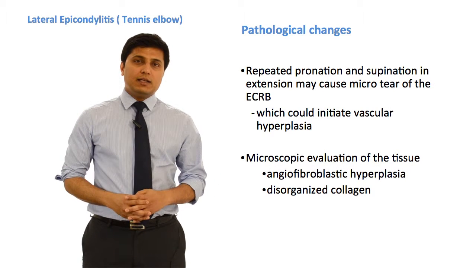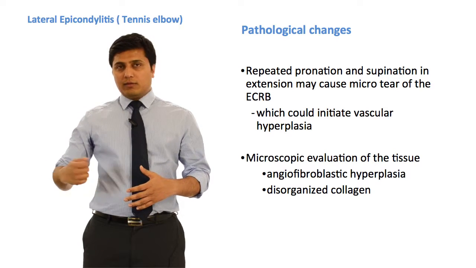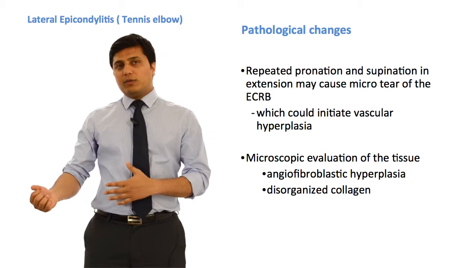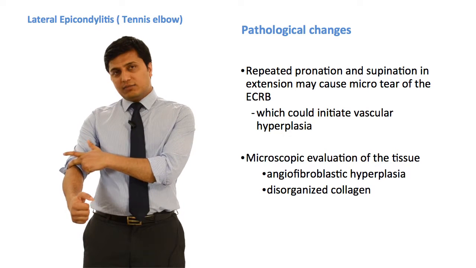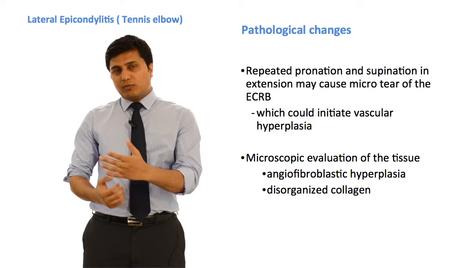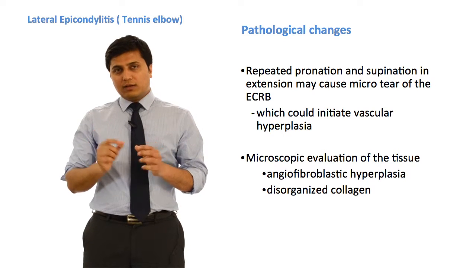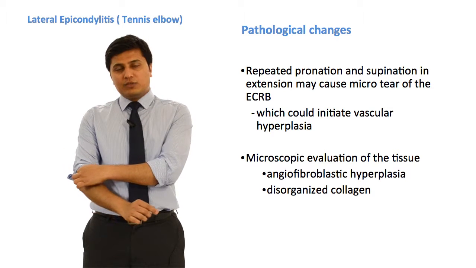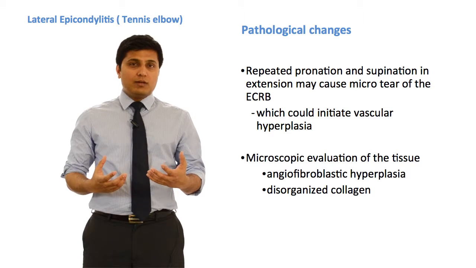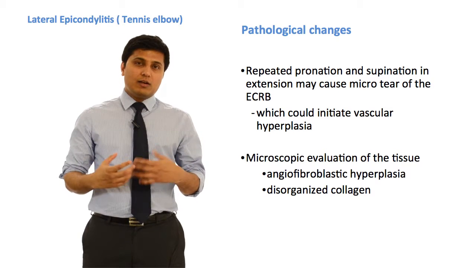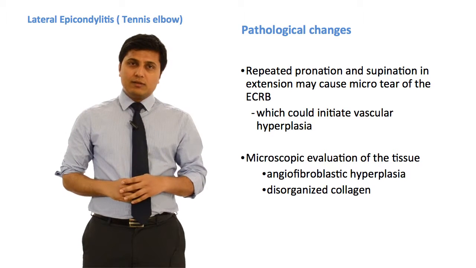So what are the pathological findings in tennis elbow? So why does it occur? Repeated pronation and supination movement with the elbow in extension can cause microtrauma to the extensor carpi radialis brevis tendon here. This microtrauma can initiate a vascular reaction. And if you look into the histological features, if you take a piece of tissue from the tennis elbow area and look at it under the microscope, we can see angiofibroblastic proliferation and also disorganized collagen deposition.